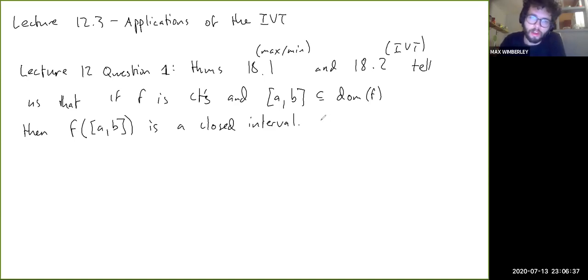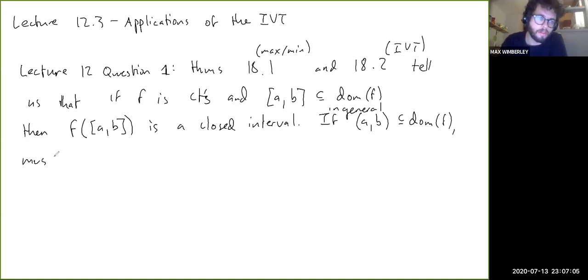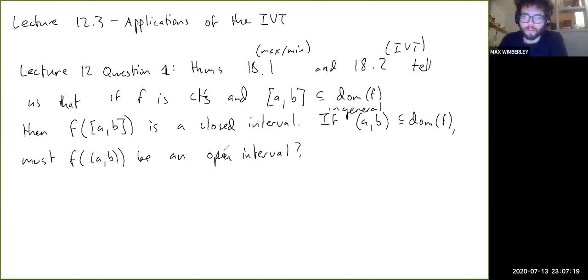So the question is, if AB, in general, right? So forget about this situation, forget that the closed interval is a subset of the domain. In a general situation, if an open interval is in the domain of f, must f applied to the open interval be an open interval? Okay, so, as usual, take a little bit to think about it, write down your answer, make sure to include it with your homework, and when you unpause the video, I will go through the answer.